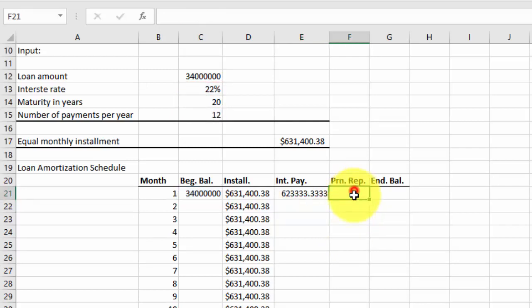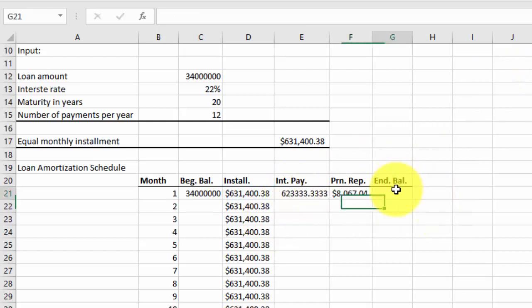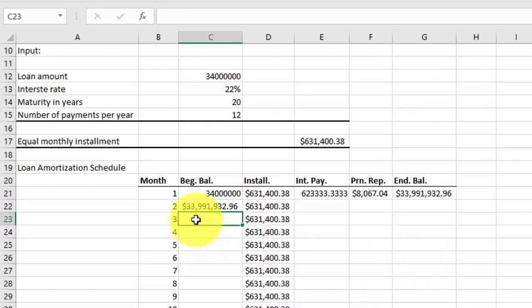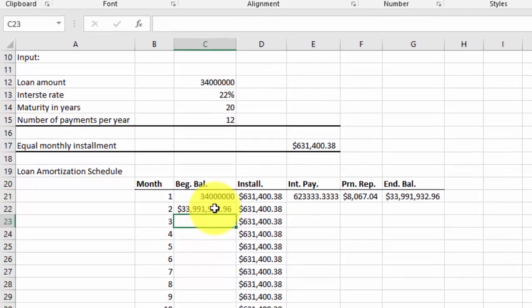Now the principal repayment is essentially equal to the installment minus the interest payment. Okay, and the ending balance will be equal to the beginning balance minus the principal repayment. And the second month beginning balance will be equal to the first month ending balance. Well, so now we have got the amounts.